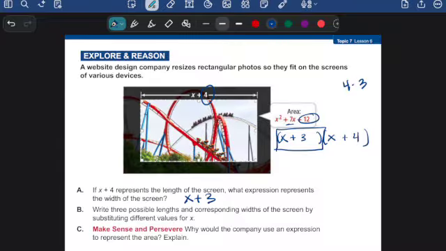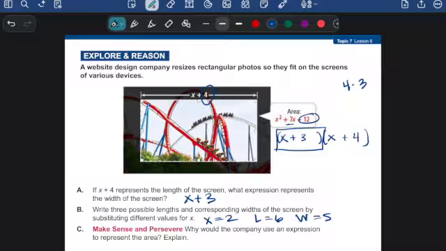Write 3 possible lengths and corresponding widths of the screen by substituting values for x. So then you can just pick values for x. If x is 2, then the length would be 2 plus 4, which is 6, and the width would be 2 plus 3, which is 5. Okay, so that's pretty easy.